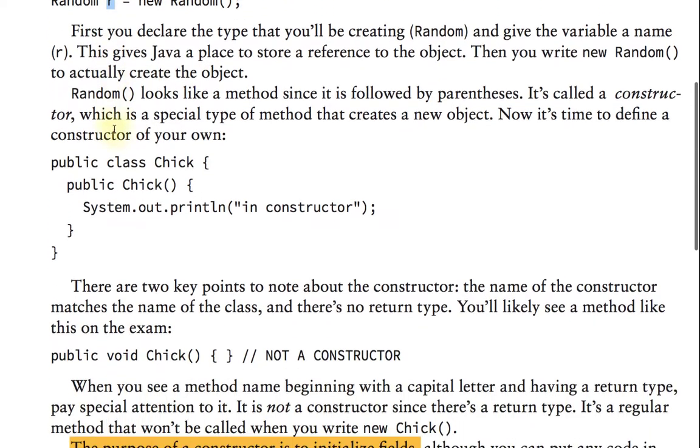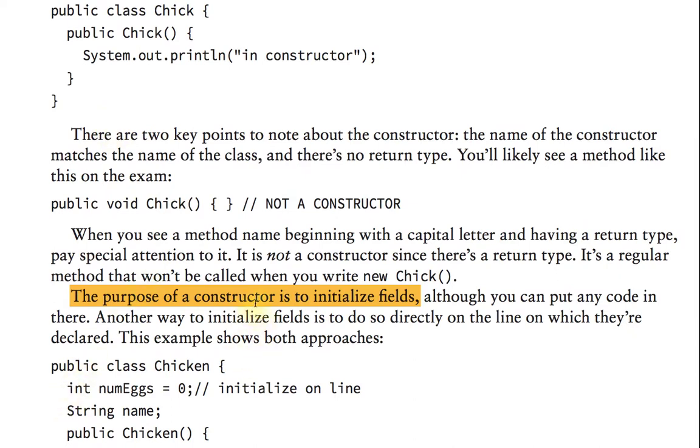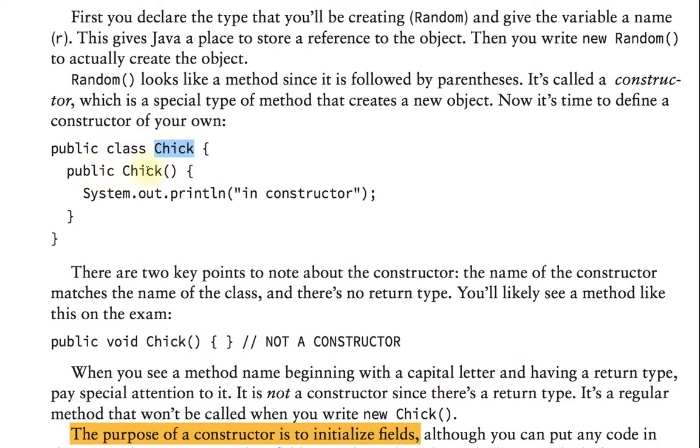Okay, hope you're clear. The purpose of the constructor is to initialize fields, as I said before. If a class has some kind of fields, let's suppose we have a class Chick and a public Chick without any data types, that means no return type at the start. And public Chick must be the same as the class name, and this is called a constructor. That is pretty much it.